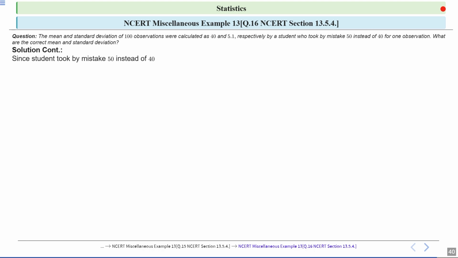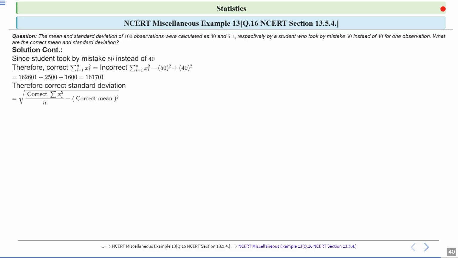Since the student accidentally used 50 instead of 40 for one observation, this means both the sum of the observations and the sum of the squares of the observations are incorrect. So we will need to correct both to find the right answer. So therefore correct summation from i equal to 1 to n xi square equal to incorrect sum of xi square minus 50 square plus 40 square. This is equal to 162601 minus 2500 plus 1600. This is equal to 161701.